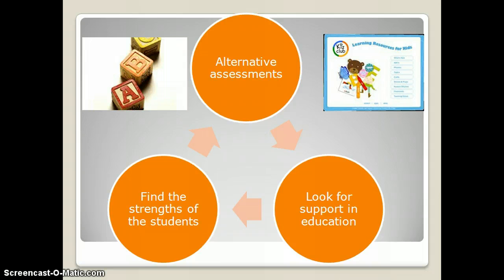Okay, first of all, we need to see it as alternative assessments. We have to find the strengths of students. That means that we have to see what the student is good at and then try to help him with what he does best. And then if we see any problem, we have to look for support in education or in any other help that we can get by other teachers, by medical professionals, psychologists, and other stuff.